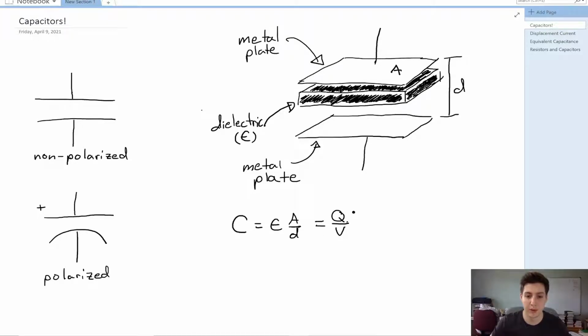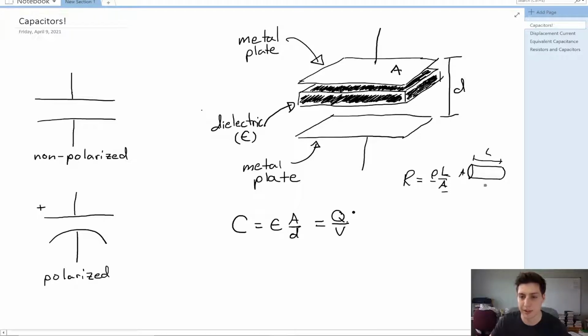So before we move on to the displacement current, I really want to talk about the uniqueness of creating a capacitor. So we knew that with a resistor, our resistance was equal to the resistivity times the length over area. And even for a wire, which we model ideally as having zero resistance, in real life, we do have some length, we do have some area, and we do have some resistivity. So we are able to make a resistor simply out of a wire.